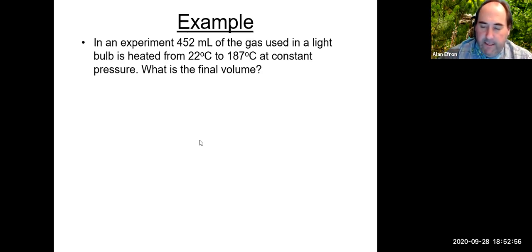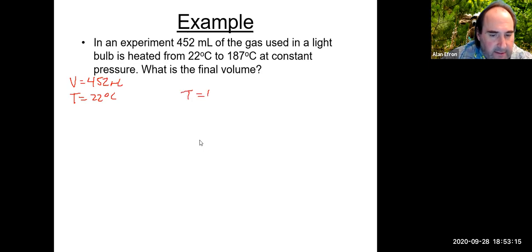Okay, so since we're getting to the end here, let's take a look. I would follow the same approach. So I got 452, which is a volume. I have a light bulb that went from a temperature of 22 degrees Celsius to a temperature of 187 degrees Celsius, and I am looking for a volume.